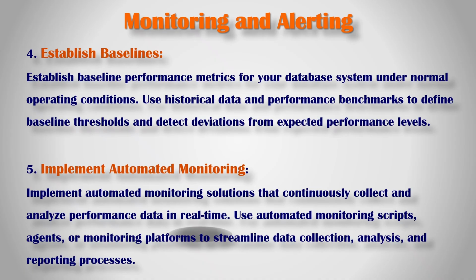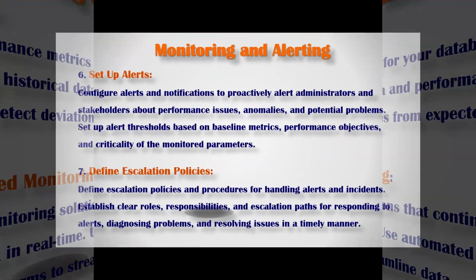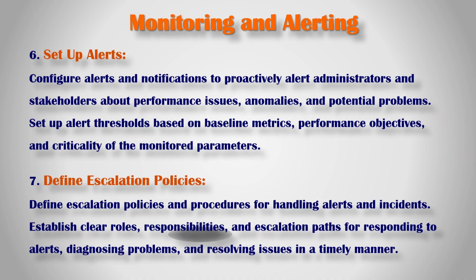5. Implement automated monitoring. Implement automated monitoring solutions that continuously collect and analyze performance data in real time. Use automated monitoring scripts, agents, or monitoring platforms to streamline data collection, analysis, and reporting processes. 6. Set up alerts. Configure alerts and notifications to proactively alert administrators and stakeholders about performance issues, anomalies, and potential problems. Set up alert thresholds based on baseline metrics, performance objectives, and criticality of the monitored parameters.